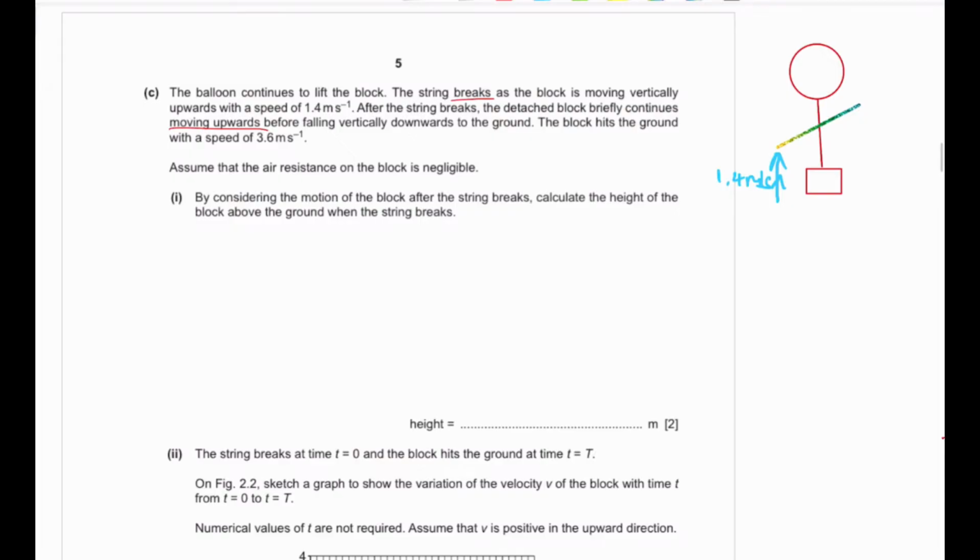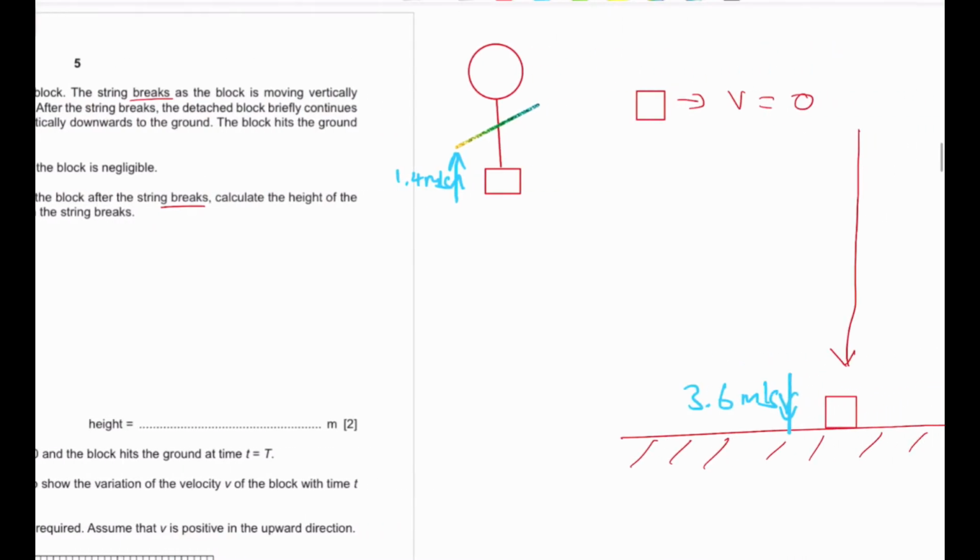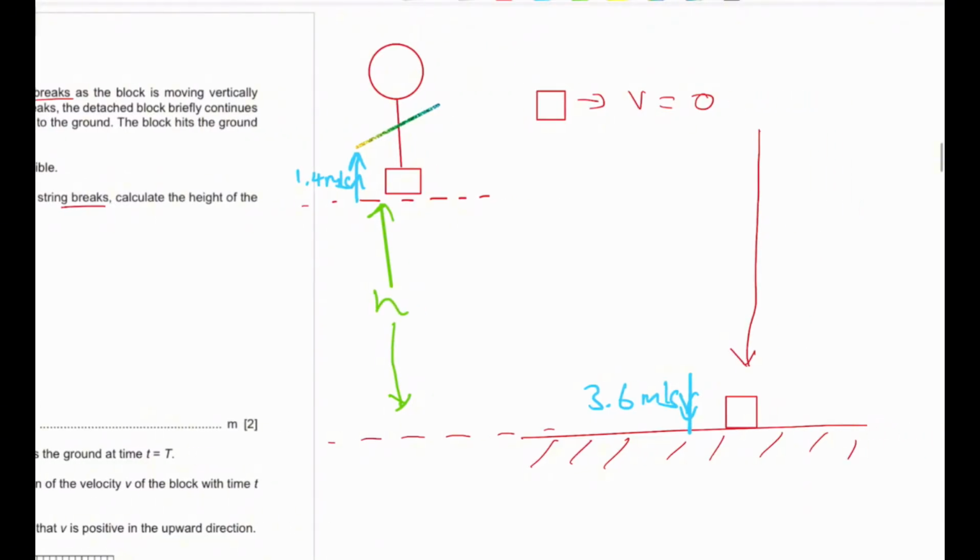The question says, by considering the motion of the block after the string breaks, calculate the height above the ground when the string breaks. So I want to find the height above the ground when the string breaks. Basically we want to find this height h. From this point up until that point, this particular height h is the height that we want to find.